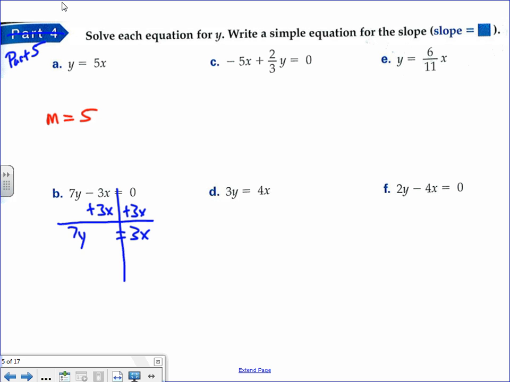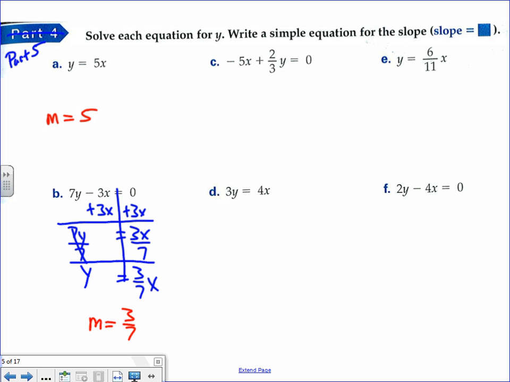Now it still doesn't say y equals because we still have that 7 in the way. So what I need to do here is divide by 7 to get that y by itself. My 7's will cancel here. I'm going to get y equals, and then don't divide the 3 by 7. Just leave it as a fraction. We'll leave it as 3/7 x. Now that y is all by itself, I can identify the slope and say that m equals 3/7.